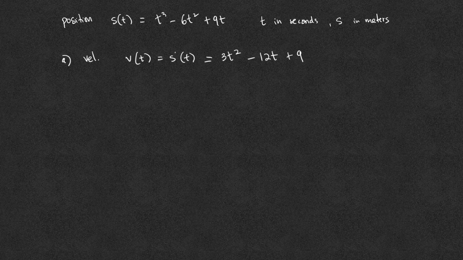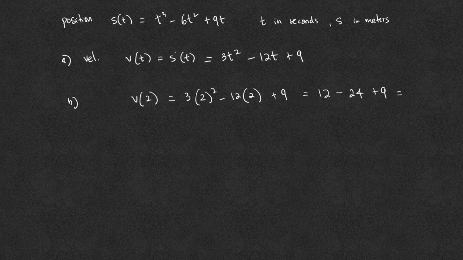What is the velocity after 2 seconds? We simply evaluate the velocity when t is 2. The velocity function is 3t squared minus 12t plus 9. So v of 2 is 3 times 2 squared minus 12 times 2 plus 9. This is 3 times 4 is 12, minus 12 times 2 is 24, plus 9. 12 minus 24 is negative 12. Negative 12 plus 9 is negative 3. We can just simply use a calculator.